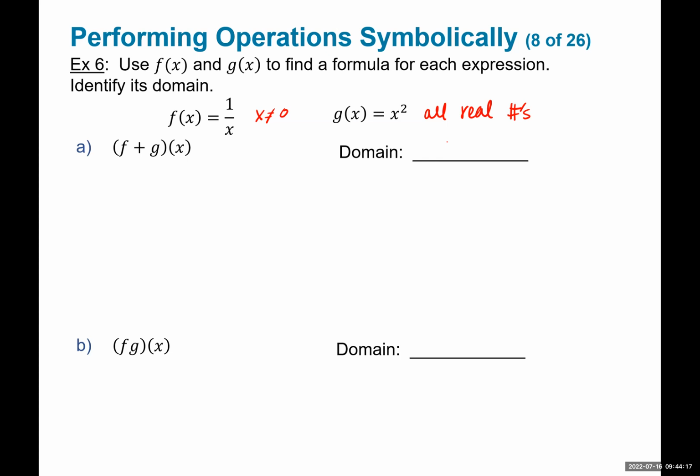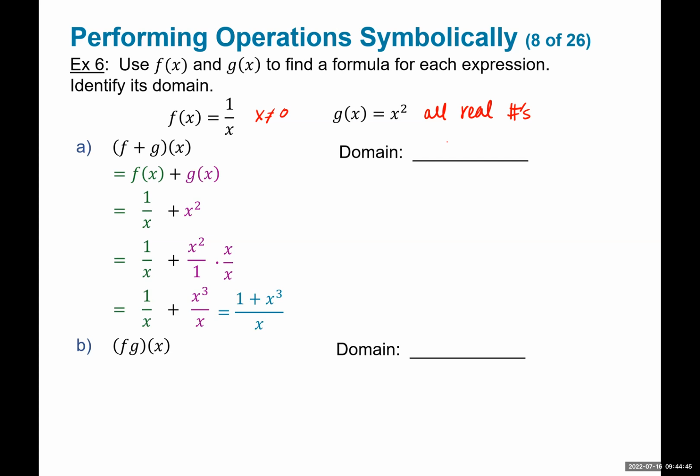So f of x plus g of x is our first one. That's 1 over x plus x squared. Well, you can't really add fractions unless they have common denominators. So we have to make a common denominator. So we're going to end up with 1 over x plus x squared over x, x cubed over x, because we multiply the top and the bottom by x so that we can get an x in the denominator. When we do that, we get 1 plus x cubed over x. We have to basically find the common denominator.